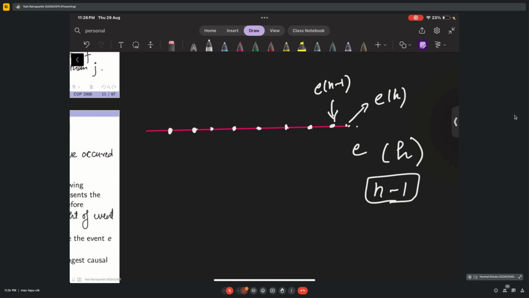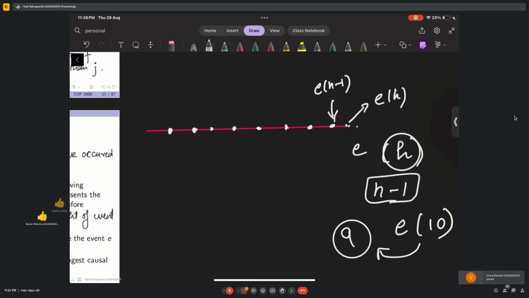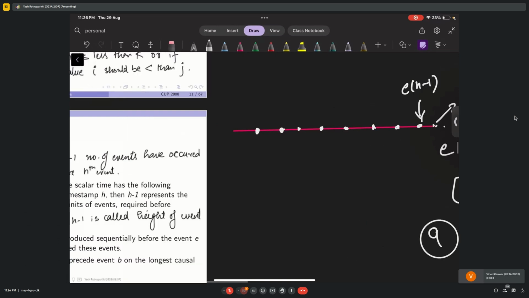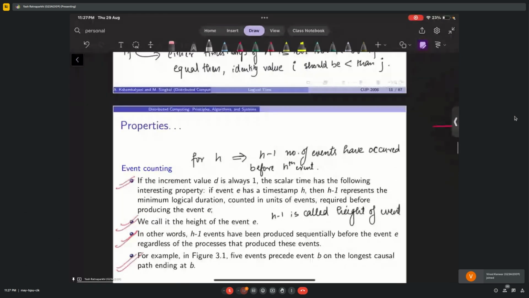What I am trying to say is, if an event has a timestamp of h, then definitely h minus 1 events have occurred before it. Why? Because each event is taking 1 unit of time. Numerically, if an event has a timestamp of 10, definitely 9 events have occurred before. Correct? Understood all this? So in a generic way, if h is the timestamp of event e, then h minus 1 events have occurred before, and this is what is called event counting.